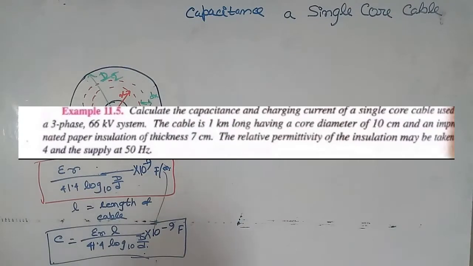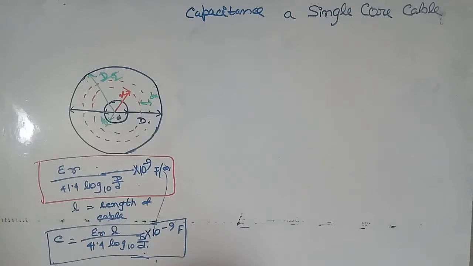The next problem: calculate the capacitance and charging current of a single core cable used on a 3-phase 66 kV system. The cable is 1 km long, having a core diameter of 10 cm and impregnated paper insulation thickness 7 cm. The relative permittivity of the insulation may be taken as 4 and supply frequency 50 Hz. So we calculate the capacitance and charging current.